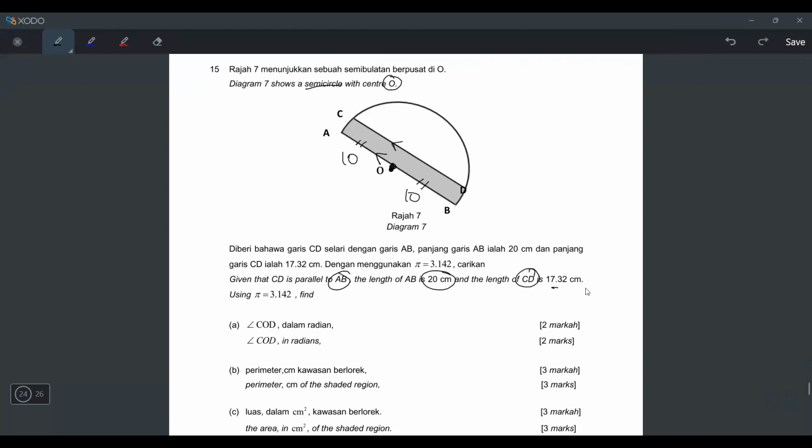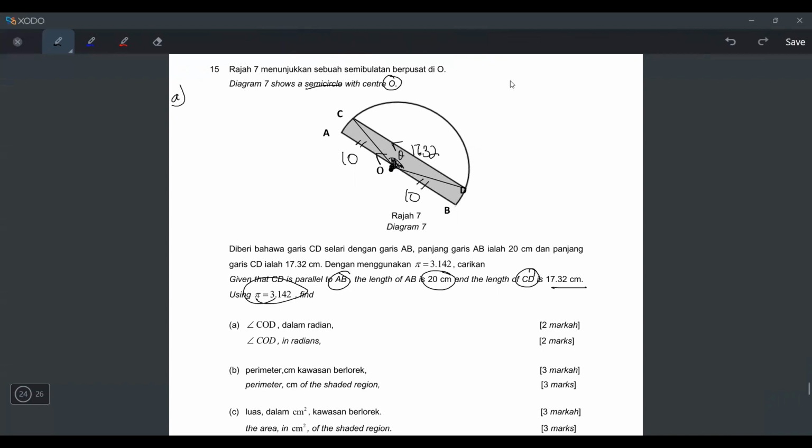And the length of CD is 17.32. Where is CD? Okay, here, 17.32. Okay, and then using pi is 3.142. Find theta, the angle COD in radian. Where is COD? Okay, let's draw some lines here. CO, and then OD. This is D, right? So what they want is this small, tiny angle here. This one. But how to get this angle? How to get the theta here?